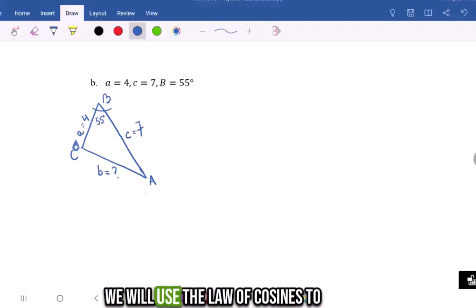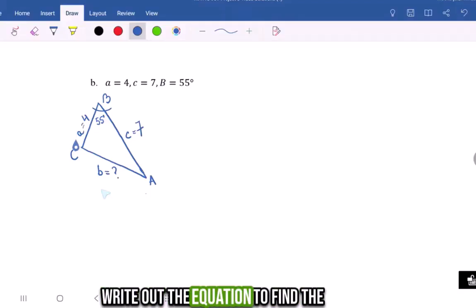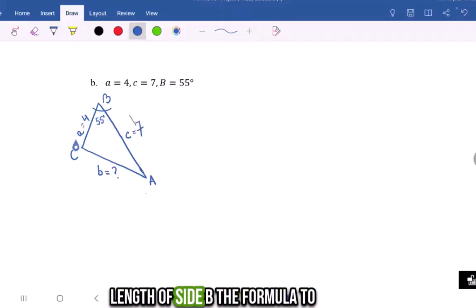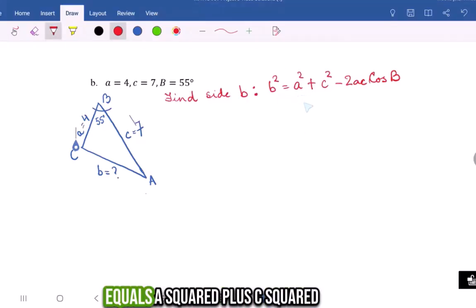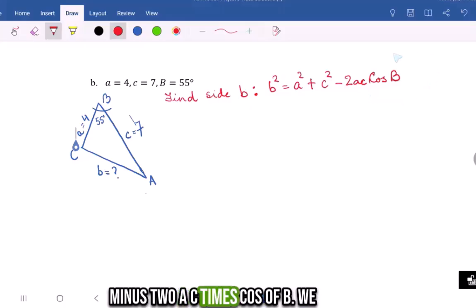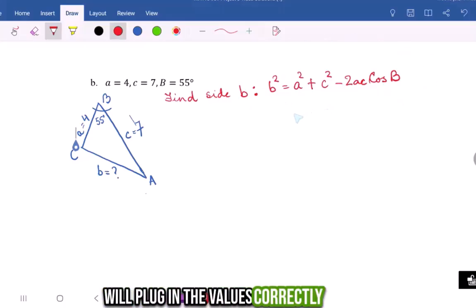So we will use the law of cosines to find the length of side B. Now the equation to choose from the law of cosines is the one which is to solve for B. So I'm going to now write out the equation to find the length of side B. The formula to find side B will be B squared equals A squared plus C squared minus 2AC times cos of B.